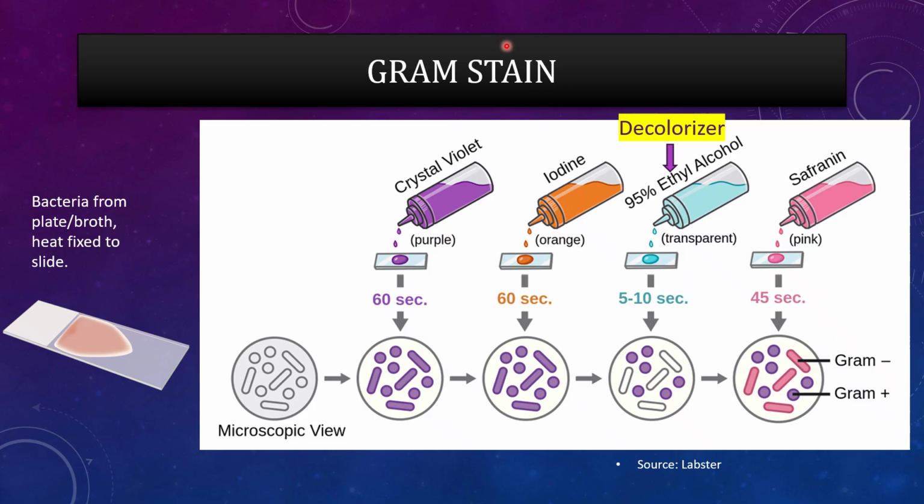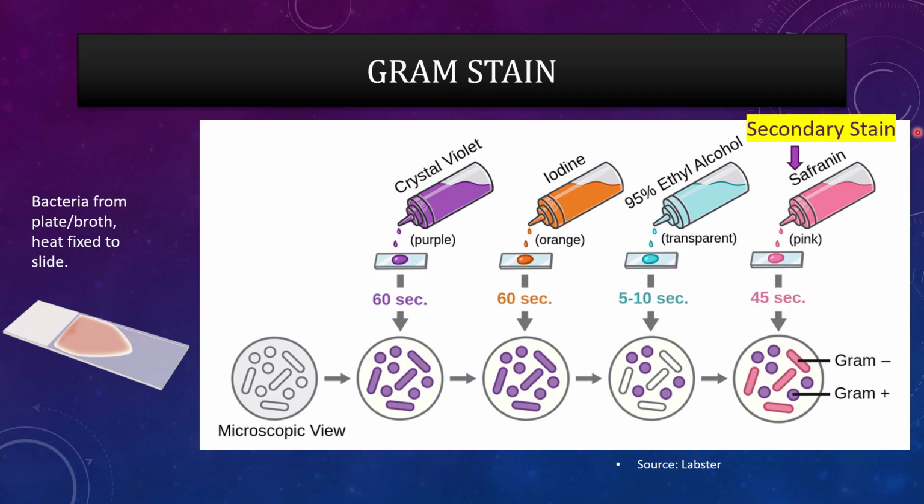The next step is adding the ethanol, which acts as a decolorizer, causing the crystal violet iodine complex to dissolve away and rinse out of the cell wall. We're going to add this for about 5 to 10 seconds and then also rinse the ethanol out with water.